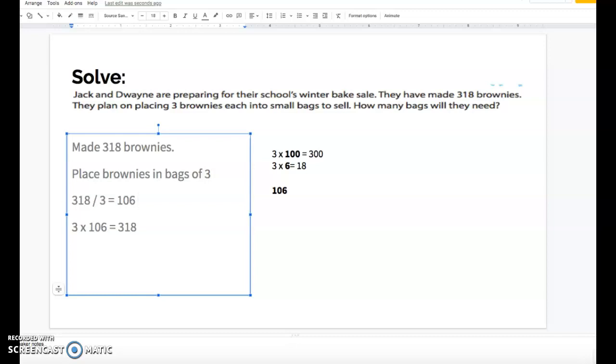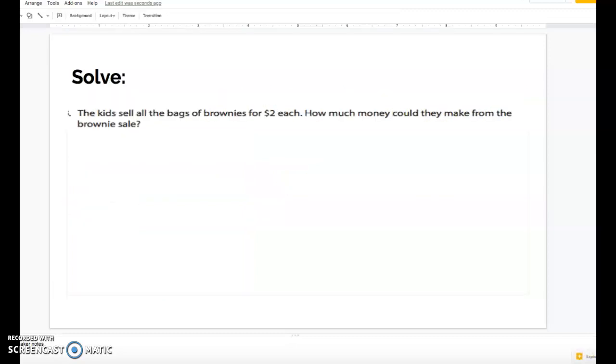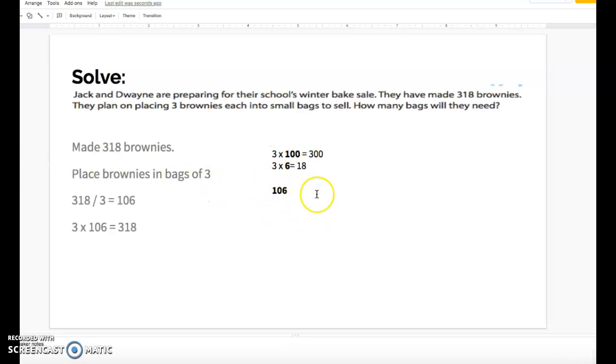Let's try one more together. The kids are selling bags of brownies for $2 each. How much money would they make from the brownie sale? Okay, so I need to use the information from the previous problem to solve this problem. I know that we needed 106 bags.